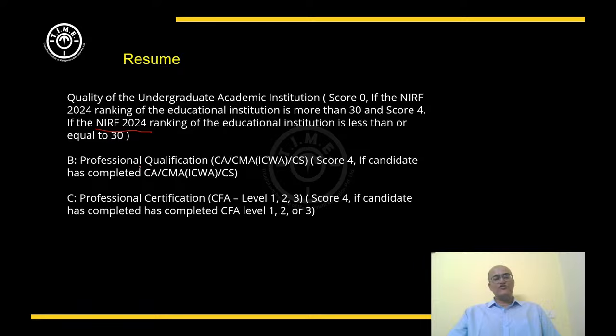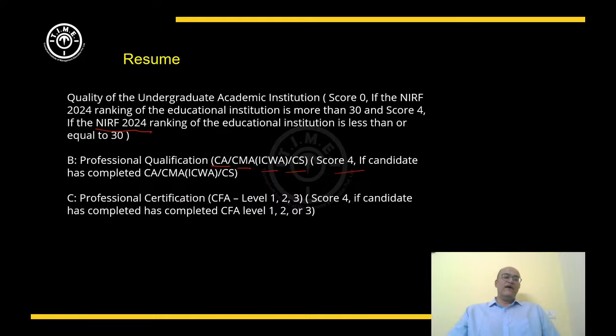If your college or university, essentially the educational institution, is in the list of top 30, then you will get a weightage. They are going to give a weightage for your graduation college. Then the second aspect will be for those who are chartered accountants or CMA, ICWA or CS, they will also be given a weightage, but only if you complete the entire course. If you are pursuing chartered accountancy, you don't get marks. You need to complete it.